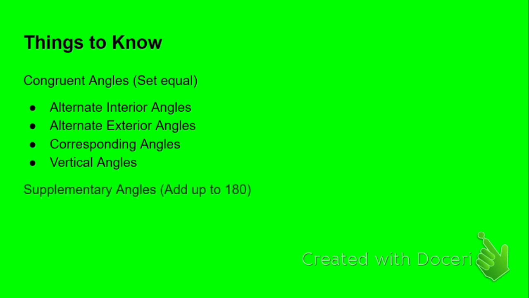Now we do have a different one, which is supplementary angles, and supplementary means it adds up to be 180 degrees. The categories that fall under supplementary angles are same side interior and same side exterior. So if we can identify it as one of those two, that means we're going to be adding up to 180 degrees.